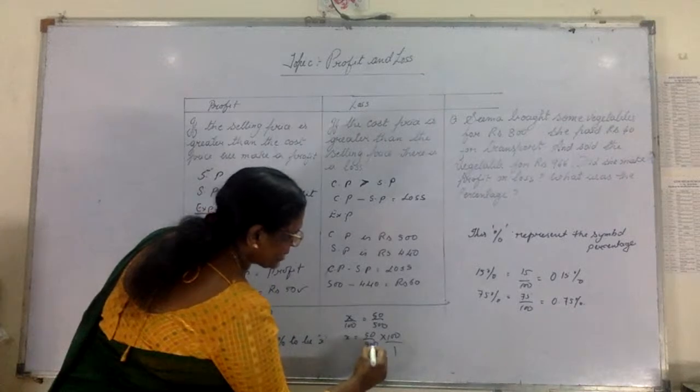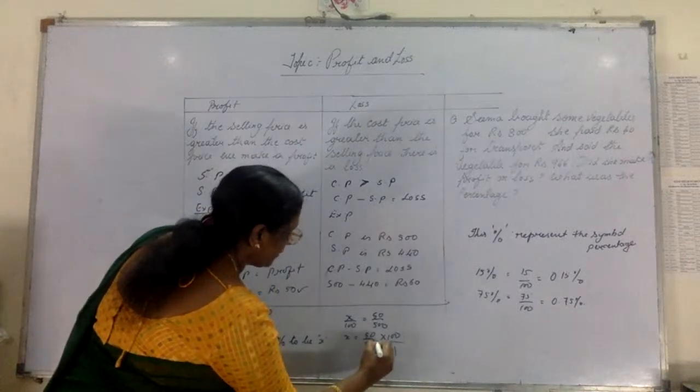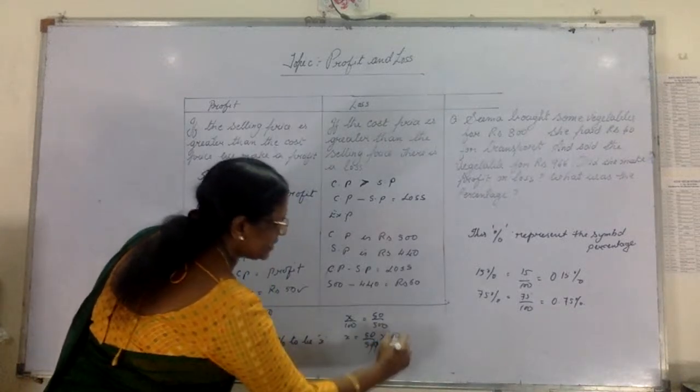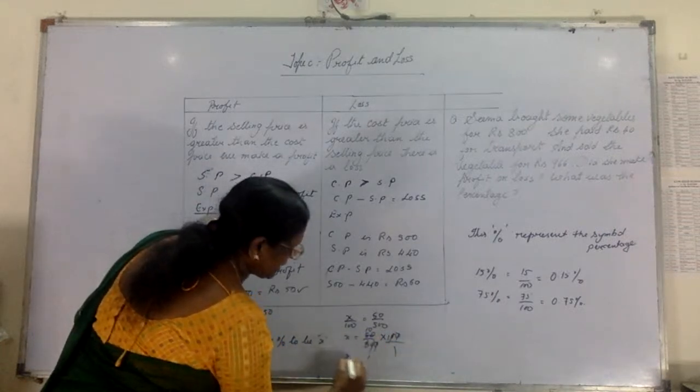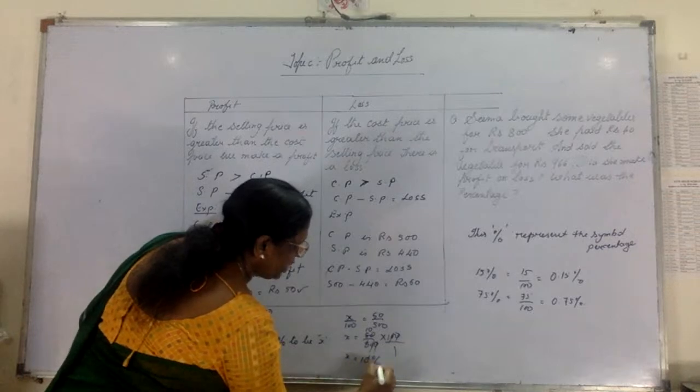Now we'll try to cancel this. 0, 0 cancel here, 0, 0 cancel here, 5 goes 1 time, 5 goes 10 times. That means he has earned a profit of 10%.